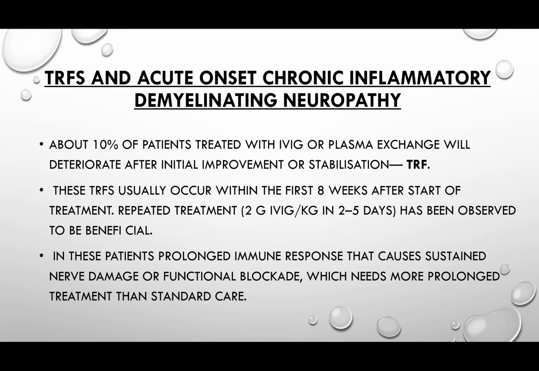That is called treatment-related fluctuation. These treatment-related fluctuations usually occur within the first 8 weeks after start of treatment. Repeated treatment has been observed to be beneficial in these patients, that is 2 gram IV immunoglobulin per kg for 2 to 5 days. In these patients, there is a prolonged immune response that causes sustained nerve damage or functional blockage, which needs more prolonged treatment than standard care. Why is this important for us?